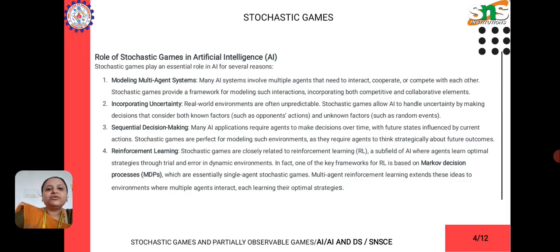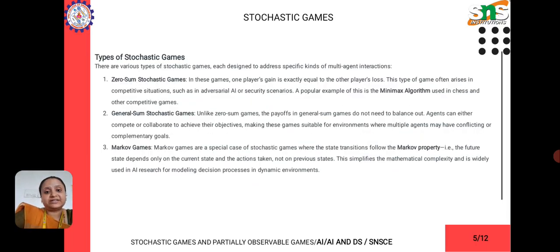Now there are different kinds of stochastic games: zero-sum stochastic games, general-sum stochastic games, and Markov games. What are zero-sum stochastic games? In these games, one player's gain is exactly equal to the other player's loss; one player is winning and the other is losing. General-sum is not like zero-sum. The payoffs are general for both players and there is no balancing out.